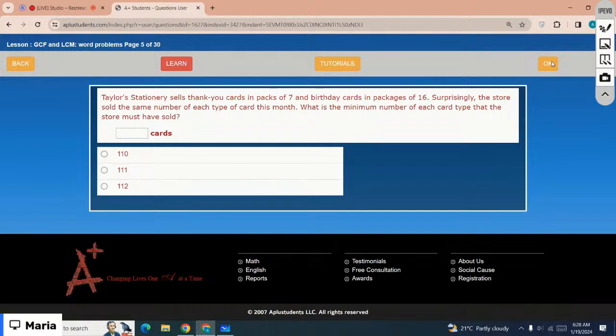You have to find the LCM of 16 and 7, right? 7 is a prime number. So whenever you have a prime number, the LCM is the product of both the numbers. 7 is prime and does not share any common factor with 16, so you have to do 16 times 7. Got it? So the LCM is 112. The correct option is 112.